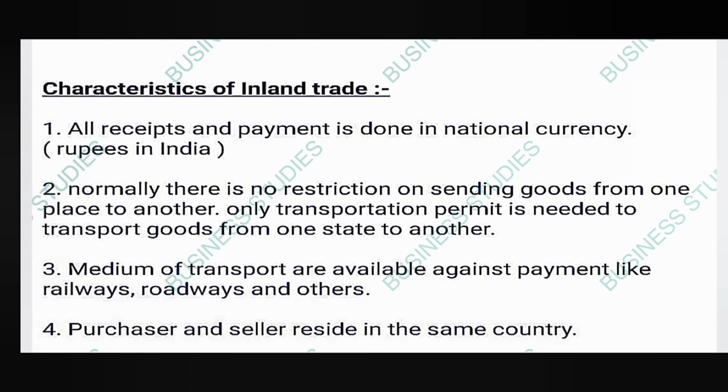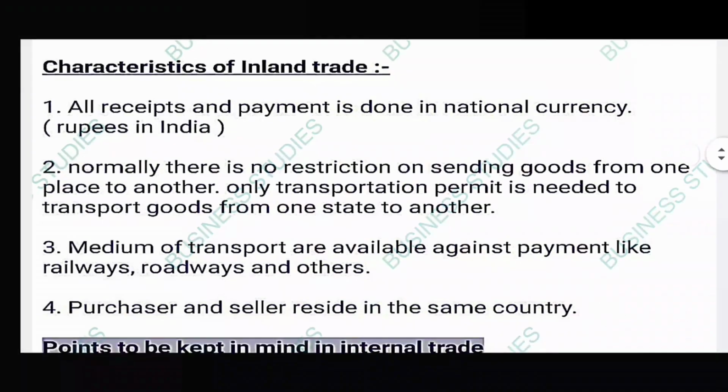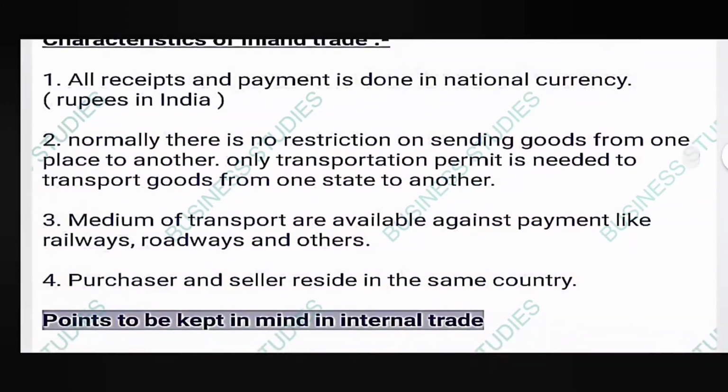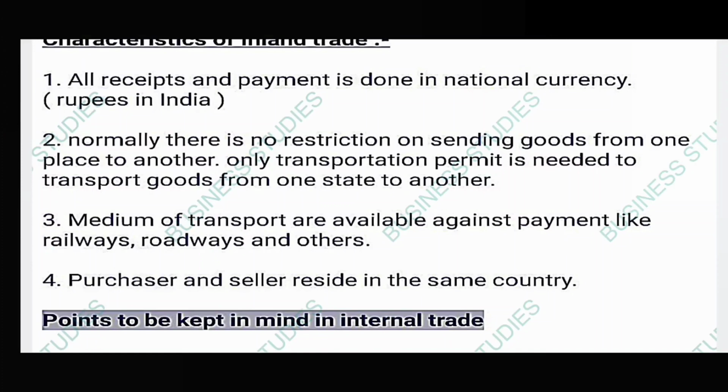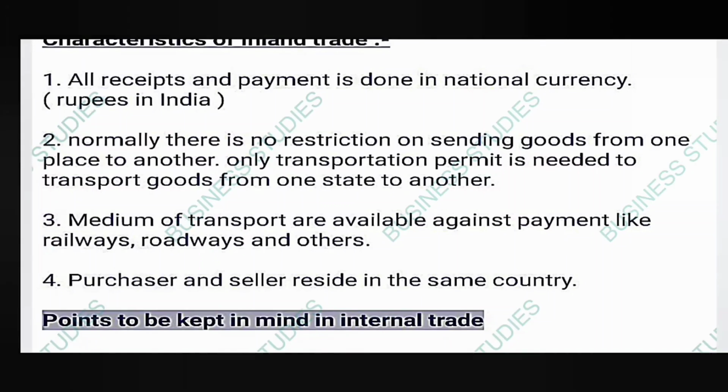Thirdly, the mediums of transport are available against payment, like railways, roadways and others, meaning by any means of transport like railways, roadways, waterways, you can send the goods from one place to another. Next point is the purchaser and seller both reside in the same country. If the purchaser is from India, the seller is also from India, the same country, so it is known as internal trade.